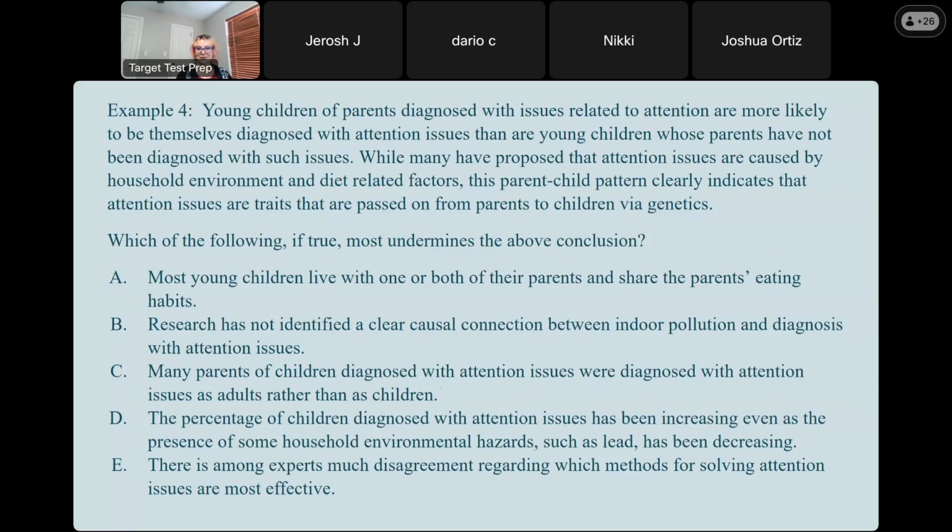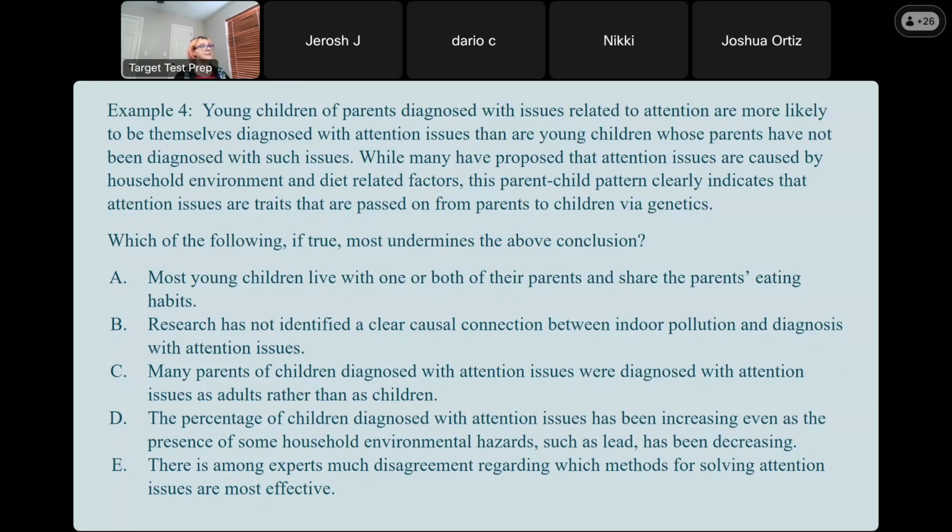So, for C, let me see here. Many parents of children diagnosed with attention issues were diagnosed with attention issues as adults rather than as children. How, I guess, does that weaken the argument? Because I could see the timeline thing I was talking about, that you could take it as the children got diagnosed first and then the parents were diagnosed, and that would weaken the cause and effect argument.